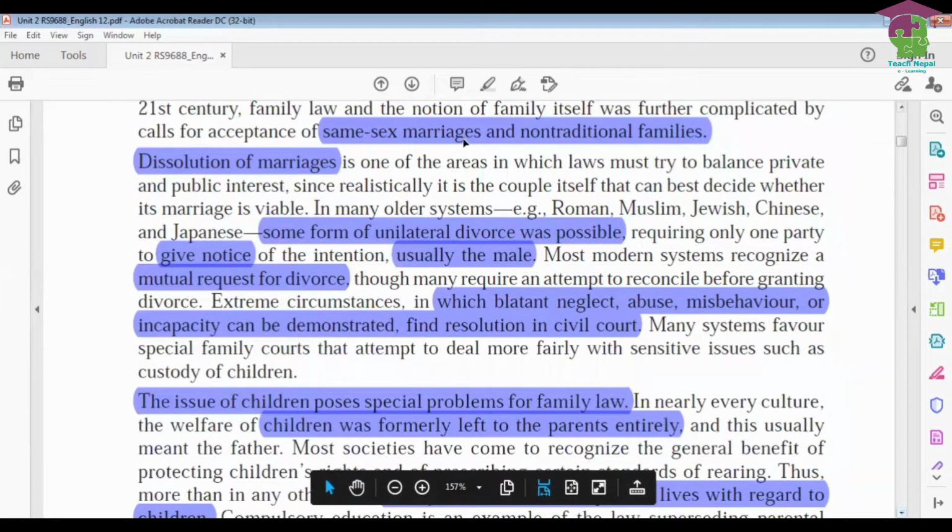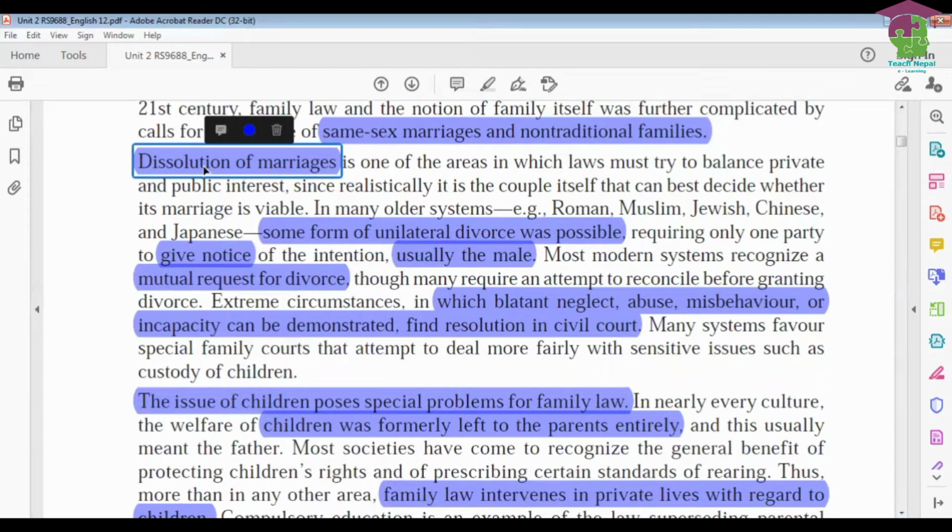Next, we have here dissolution of marriages, one of the areas in which law must try to balance private and public interest. When marriage is destroyed, the dissolution, that's what I'm saying, they must try to balance private and public interest, since realistically it is the couple itself that can best decide whether its marriage is viable, right? You say viable so kisaina bhanne kura chai athwa you thik cha ki chaina bhanne kura aafaile decide garnu parcha.